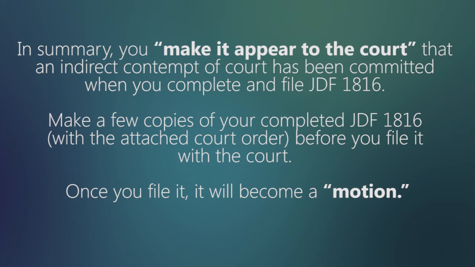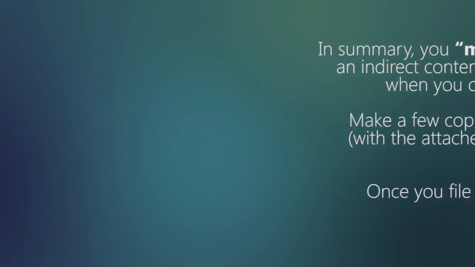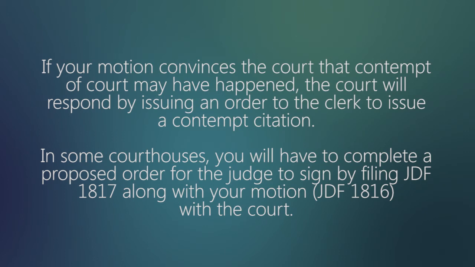Make a few copies of your completed JDF 1816 with the attached court order before you file it with the court. Once you file it, it will become a motion. If your motion convinces the court that the contempt of court may have happened, the court will respond by issuing an order to the clerk to issue a contempt citation.